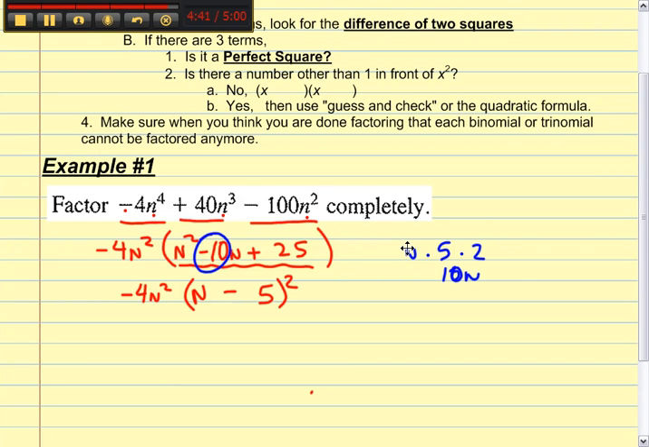Now, I'm almost done. I look at number 4 and it says, make sure when you think you are done factoring that each binomial or trinomial cannot be factored anymore. Well, this is factored as much as it can be. n minus 5 doesn't factor into anything else. So we're done. We factored it completely.